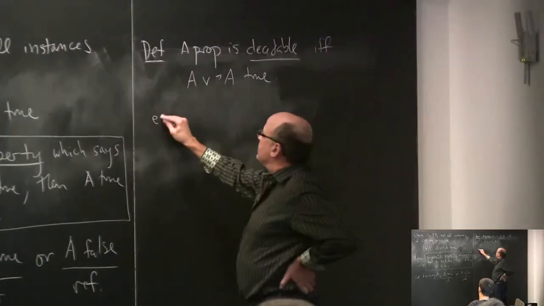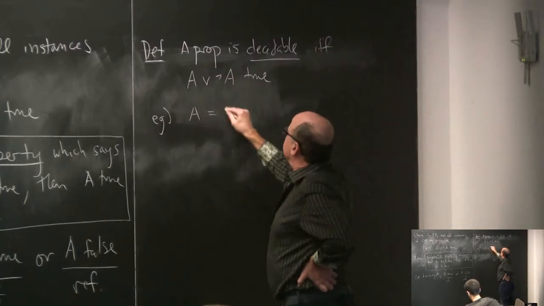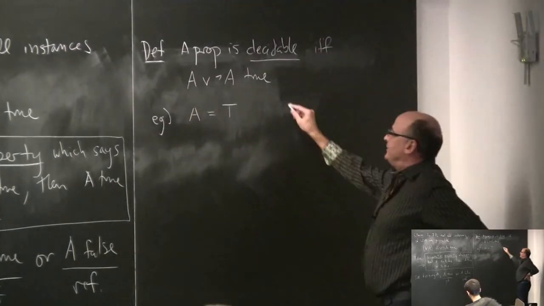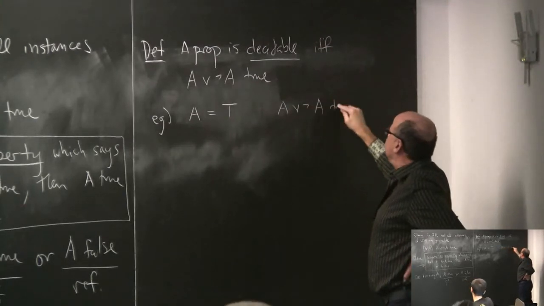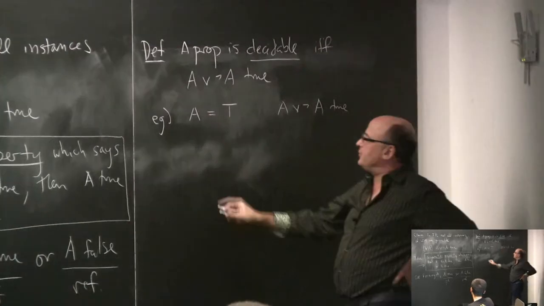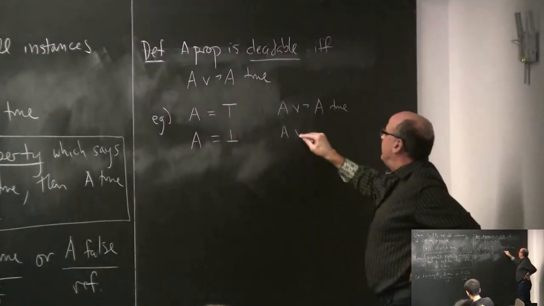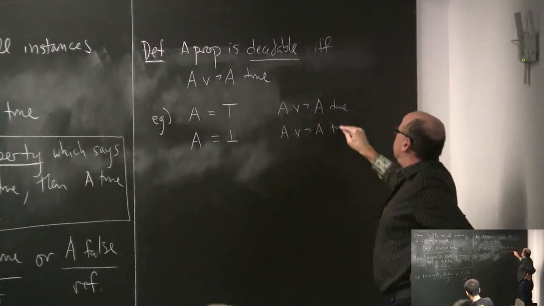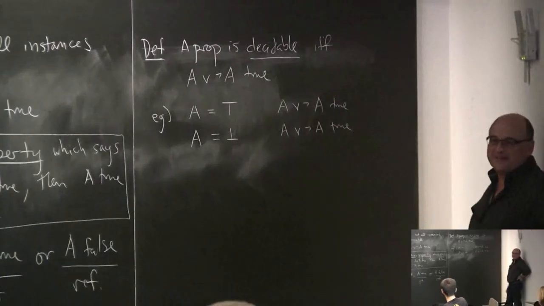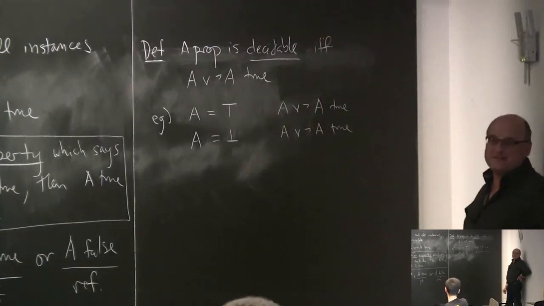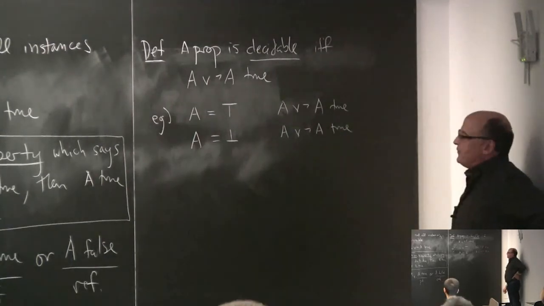So trivially, of course, we can take two trivial examples. Take A to be the trivially true proposition, and you can easily check that for that definition of A, A or not A is true, certainly, because true is trivially true. And in fact, if I take A to be the trivially false proposition, then I will get A or not A is true. And so certainly there are decidable propositions. It's not to say there are no decidable propositions. So I want to contrast these two things.